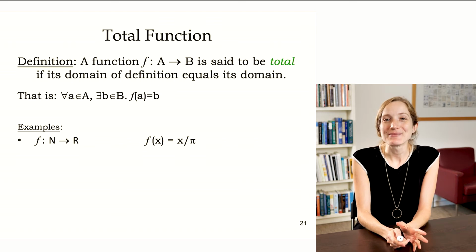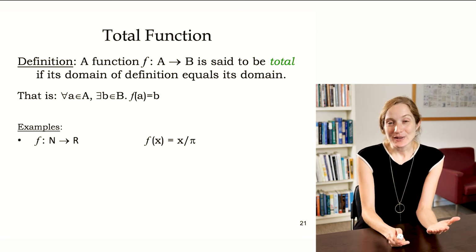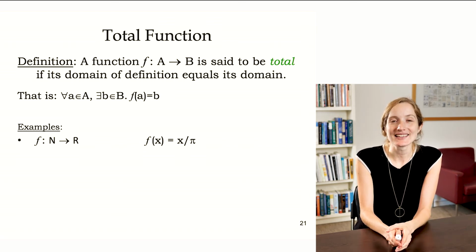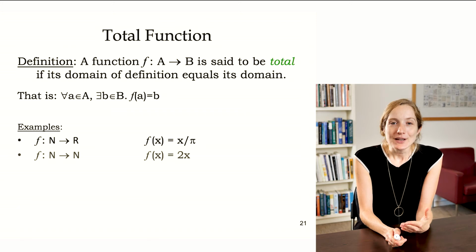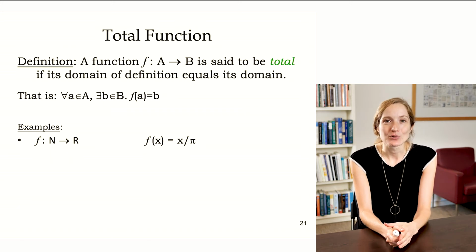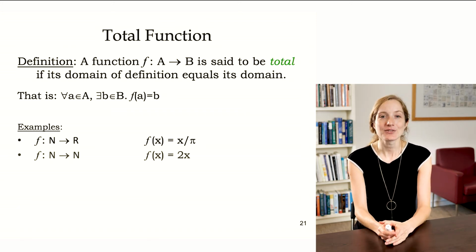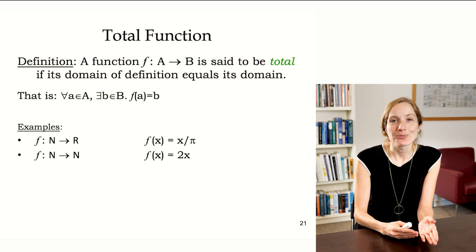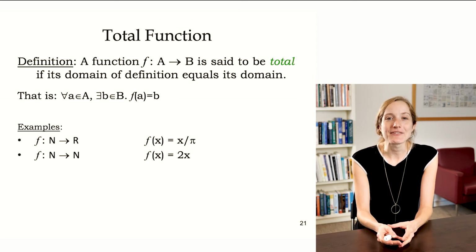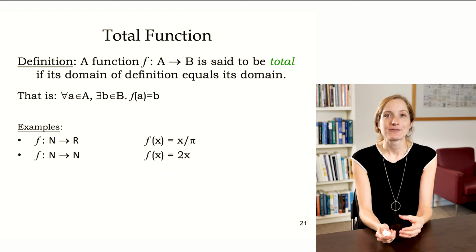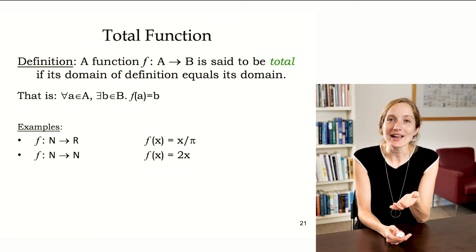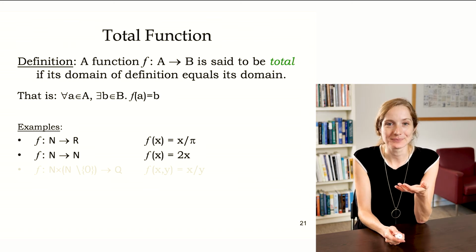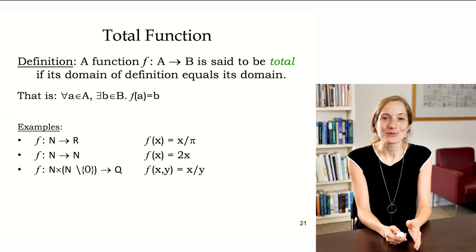Okay, so some examples. As we saw, this one from the previous slide, the domain of definition was equal to the full domain N. Another example, say I'm going from natural numbers to natural numbers, f of x is equal to 2x. For any natural number, 2x is also a natural number.